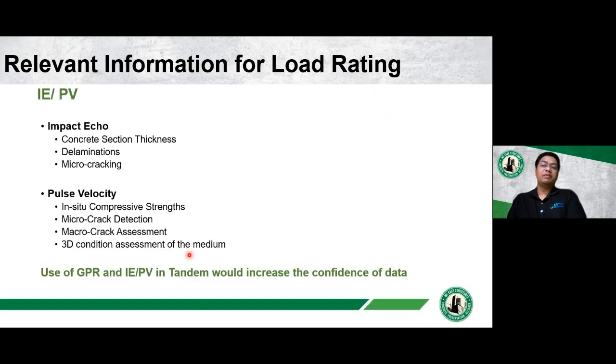So the relevant information that can be derived from impact echo or pulse velocity that can be used for load rating is concrete section thicknesses, information about delamination or microcracking, and the location as to where they are present in the structure. Whereas pulse velocity can also give you an idea of in situ compressive strength, which takes account of all the dynamic stresses on the concrete.